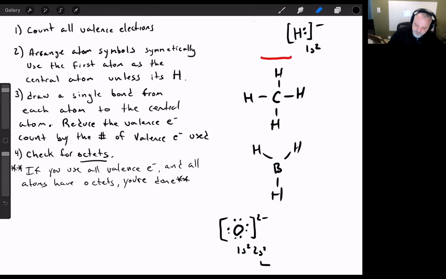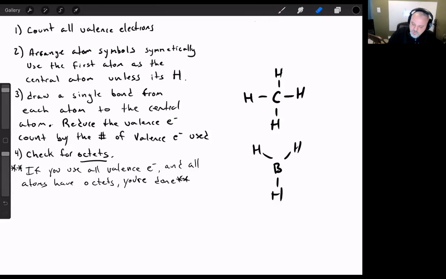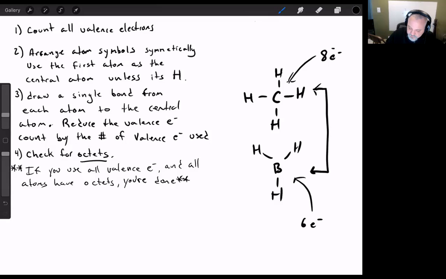All right. Again, though, for this, the only difference in the way that I've drawn this is because of how many electrons I need for an octet. Boron is an exception, so it only needs 6 electrons. Carbon needs all 8 electrons. So that means that the carbon needs to have 4.